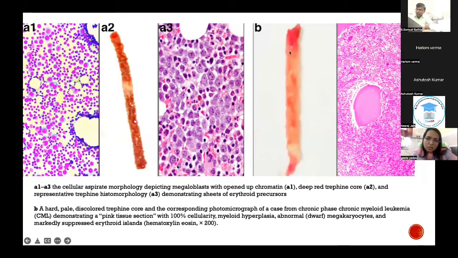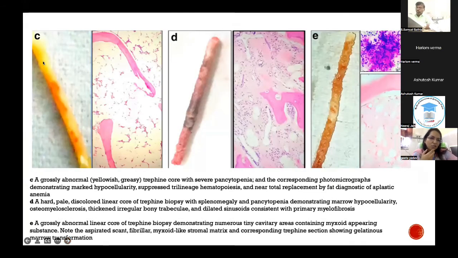Compared to this, this biopsy is taken from a CML patient, and it is not as red as this case, because it is basically myeloid precursors. So sometimes we do get an impression from the gross picture of the bone marrow biopsy also. Like in cases of aplastic anemia, we can see a very yellowish, greasy biopsy.